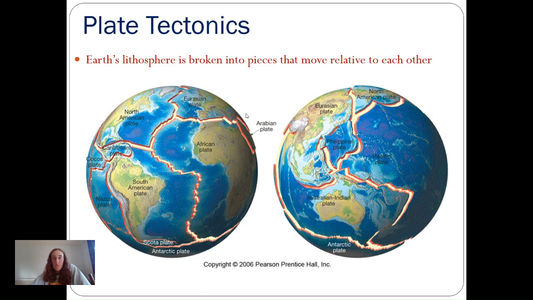So let's define plate tectonics. Plate tectonics is defined as the fact that Earth's lithosphere, that outermost layer that includes the crust and the upper mantle, is broken into pieces, but those pieces can move relative to each other. So Earth's surface is basically broken into all of these chunks that we call tectonic plates. There's the North American plate, the Eurasian plate, the African plate, the South American plate, and all of those pieces are moving in different directions relative to each other.